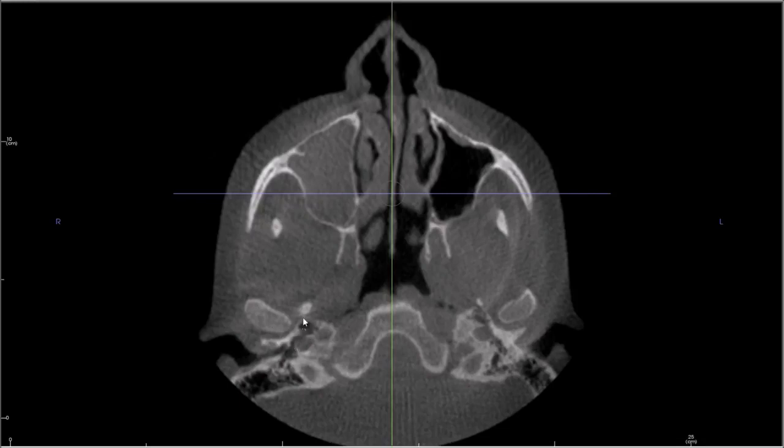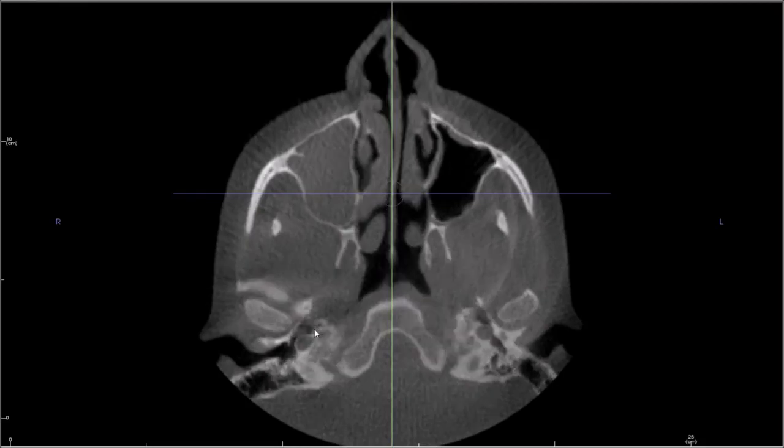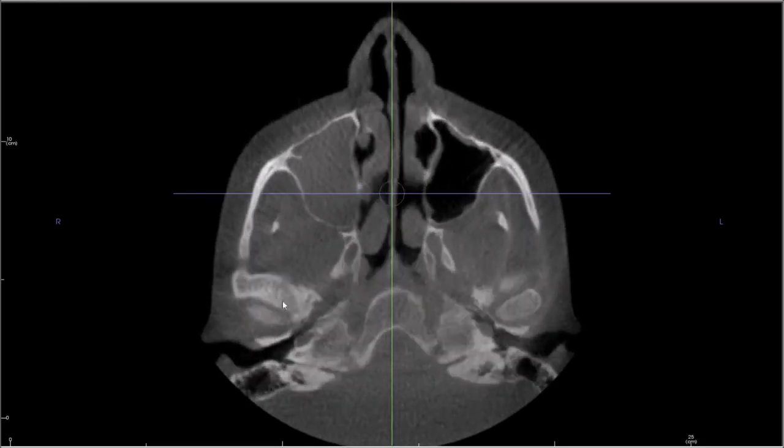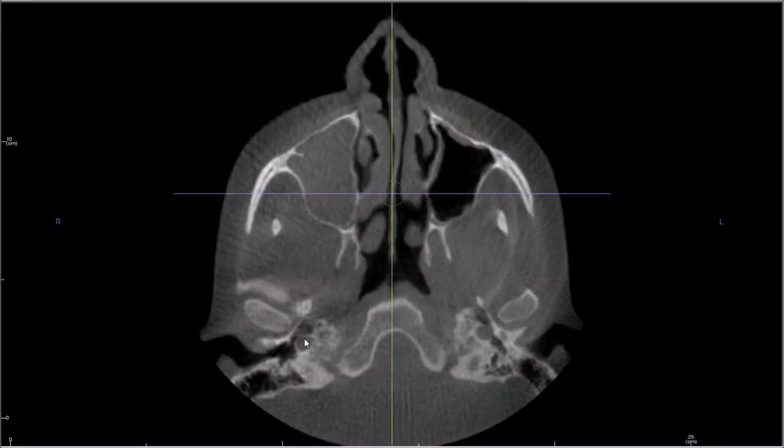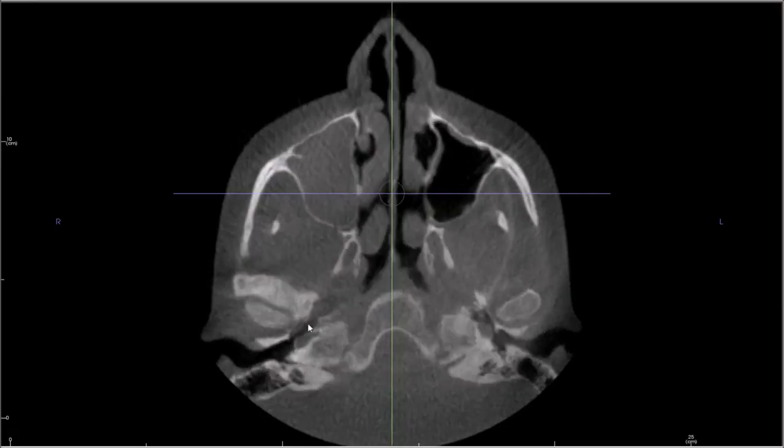Sometimes these mastoid air cells will extend pretty far anteriorly, sometimes even into the bones surrounding the TMJs, into the articular eminence. But that's pretty atypical.